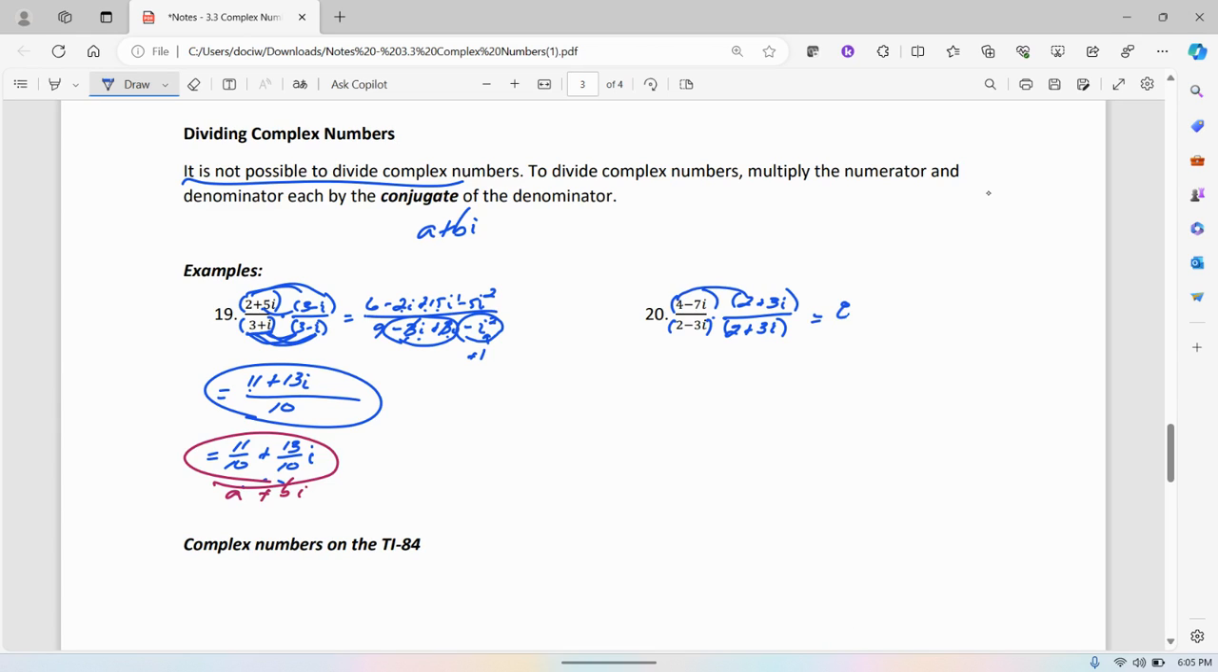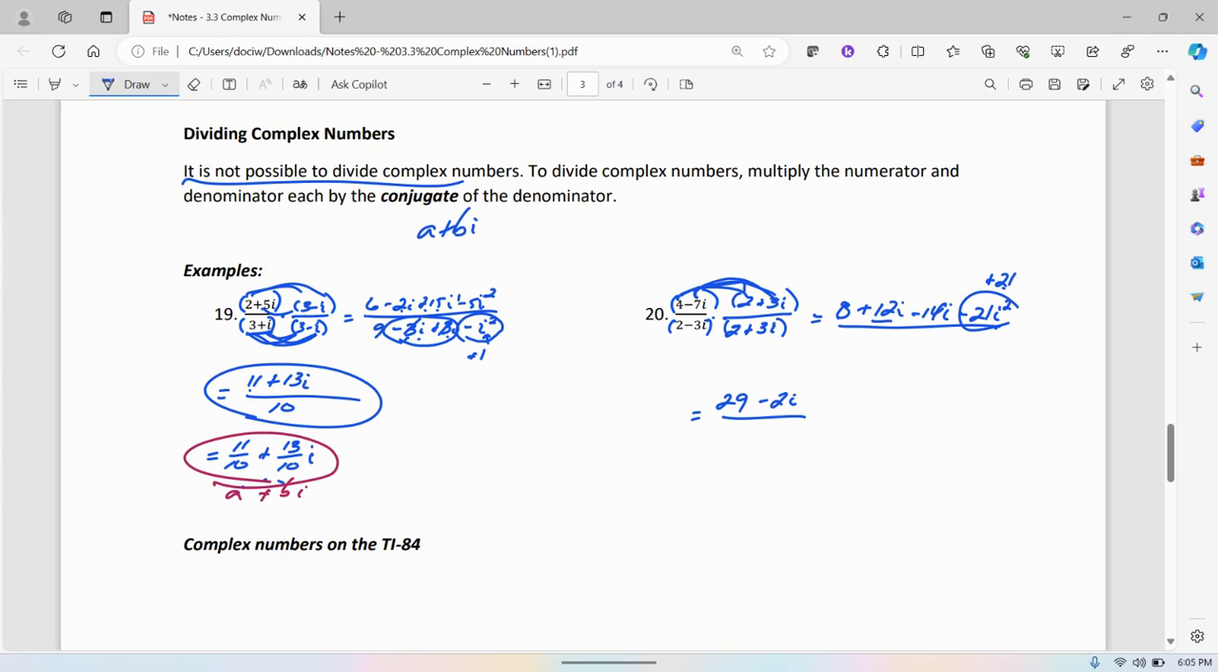4 times 2 is 8. 4 times 3i is 12i. Negative 7i times 2 is negative 14i. And negative 7i times 3i is negative 21i squared. i squared is negative 1. So negative 21i squared is a positive 21. I'm going to finish my numerator first. 8 plus 21 is 29. 12i minus 14i is a negative 2i.